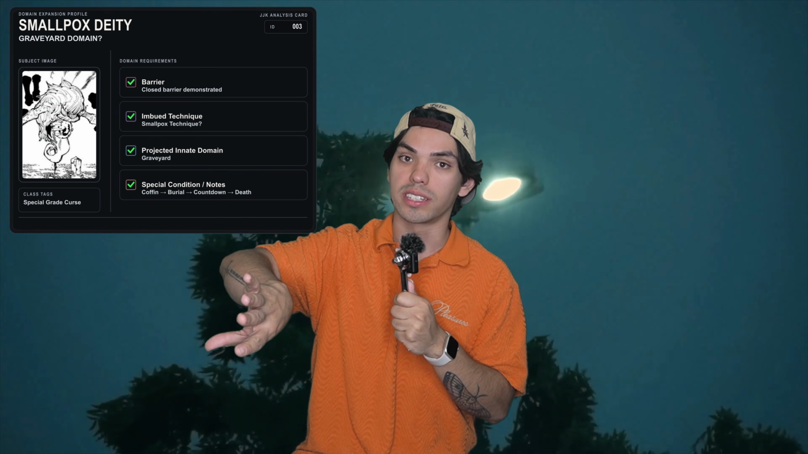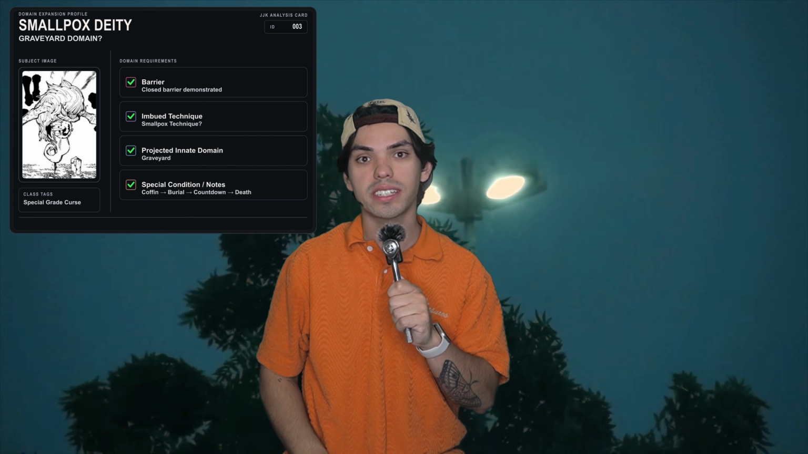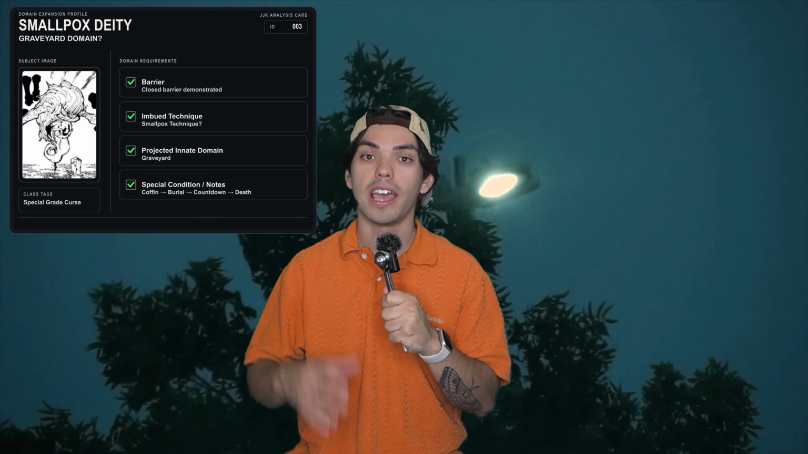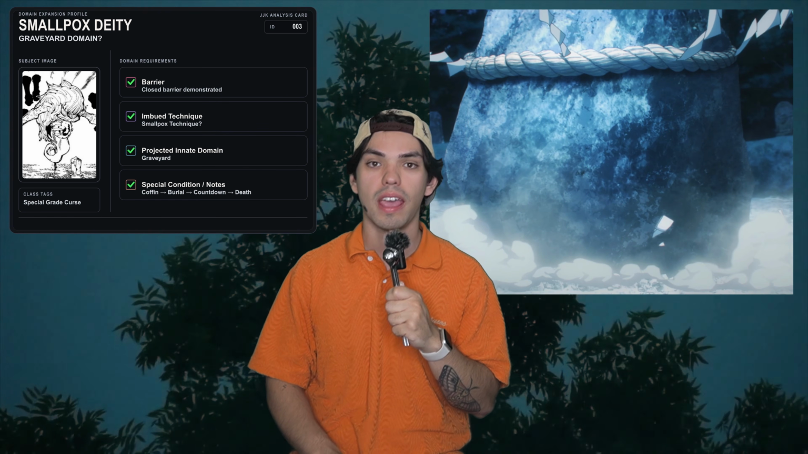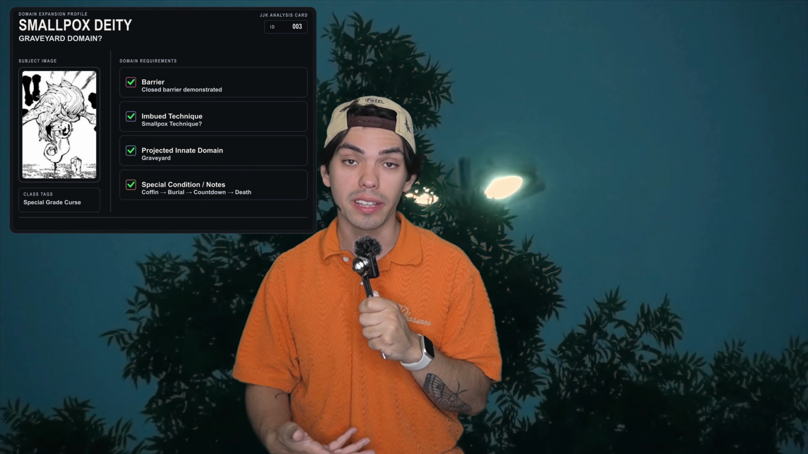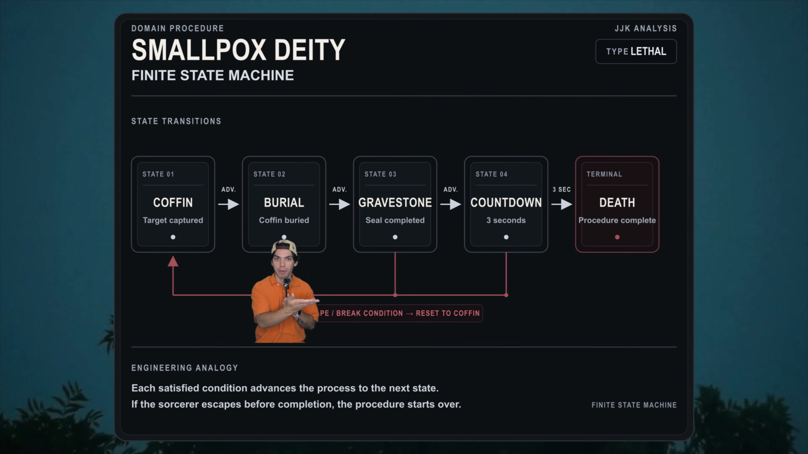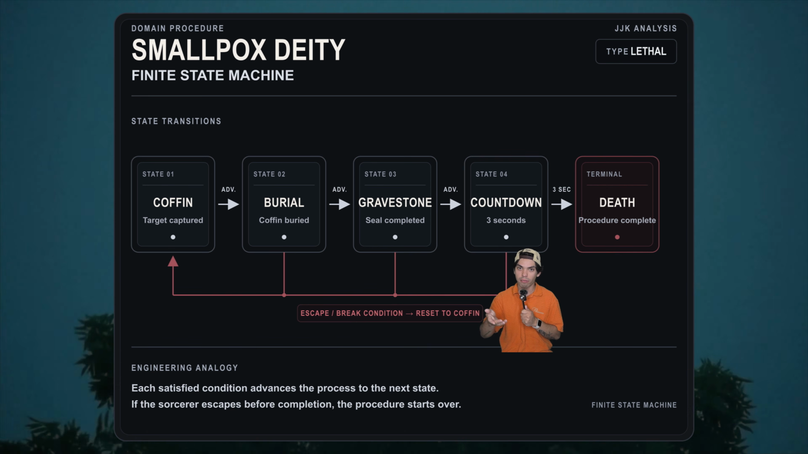Where Jogo's domain turns the environment against you, the Smallpox Deity tries to kill you by forcing you through a procedure. The Smallpox Deity's domain is compact, but it is complete. It traps its target into a coffin, buries them, drops a gravestone on them, and then begins a countdown. If the victim doesn't manage to escape before the sequence is complete, then the technique infects and kills them. Now then, I'm an engineer, so I have to draw an engineering comparison, and the cleanest comparison I can draw is a state machine. Start with the coffin, move to the burial, then the gravestone, start the countdown, once that completes, death. Each satisfied condition advances the process to the next state. Escape before the terminal state, and the sequence has to run again.